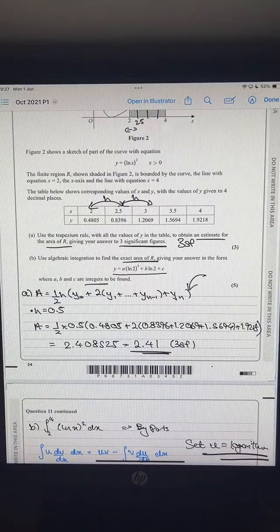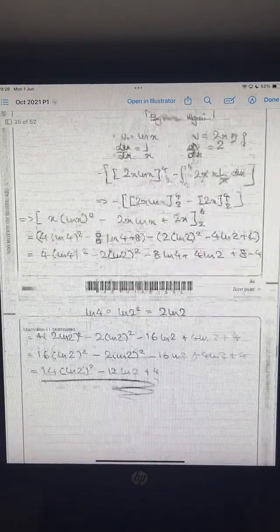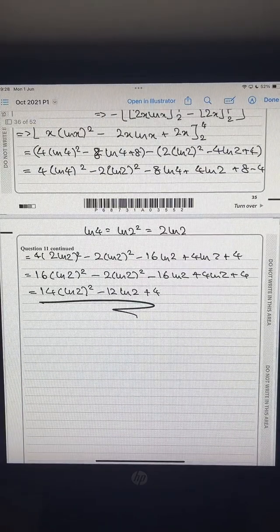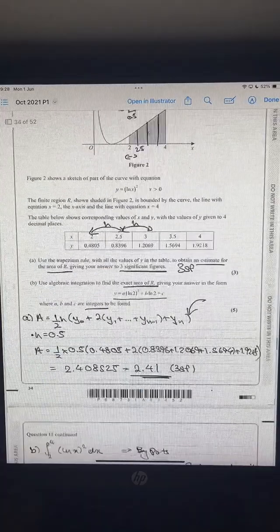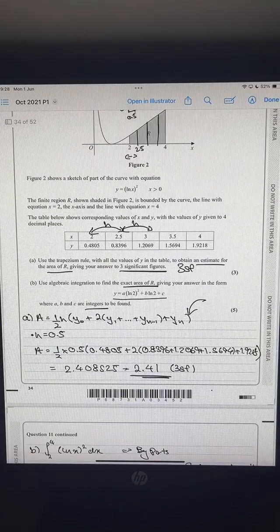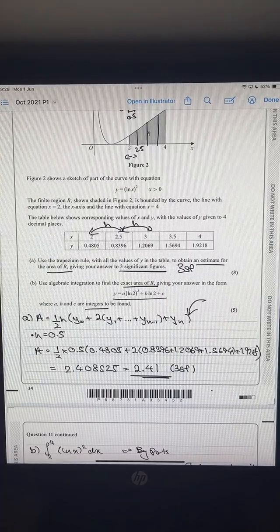It is correct because it should be close to our answer in part A. So if I put my 14 ln 2 squared minus 12 ln 2 plus 4 into my calculator, I do get a number that is close to 2.41, and from that I can see if it's an over or an underestimate question as well, and validate my answer. So 8 marks in the bag.